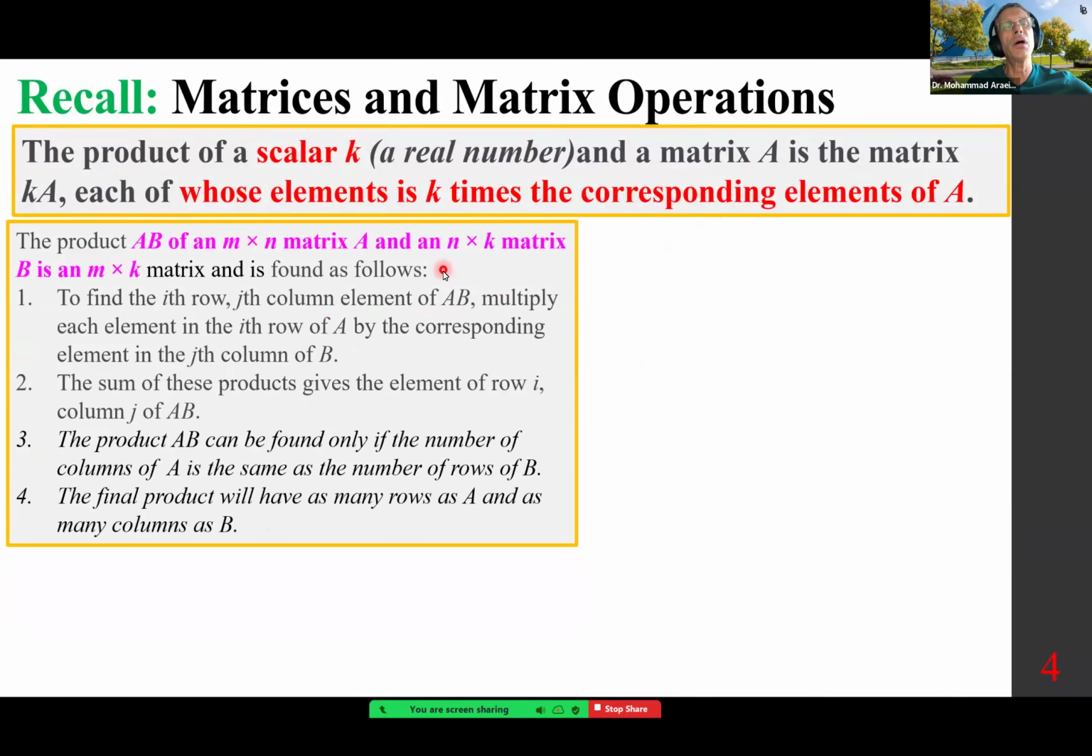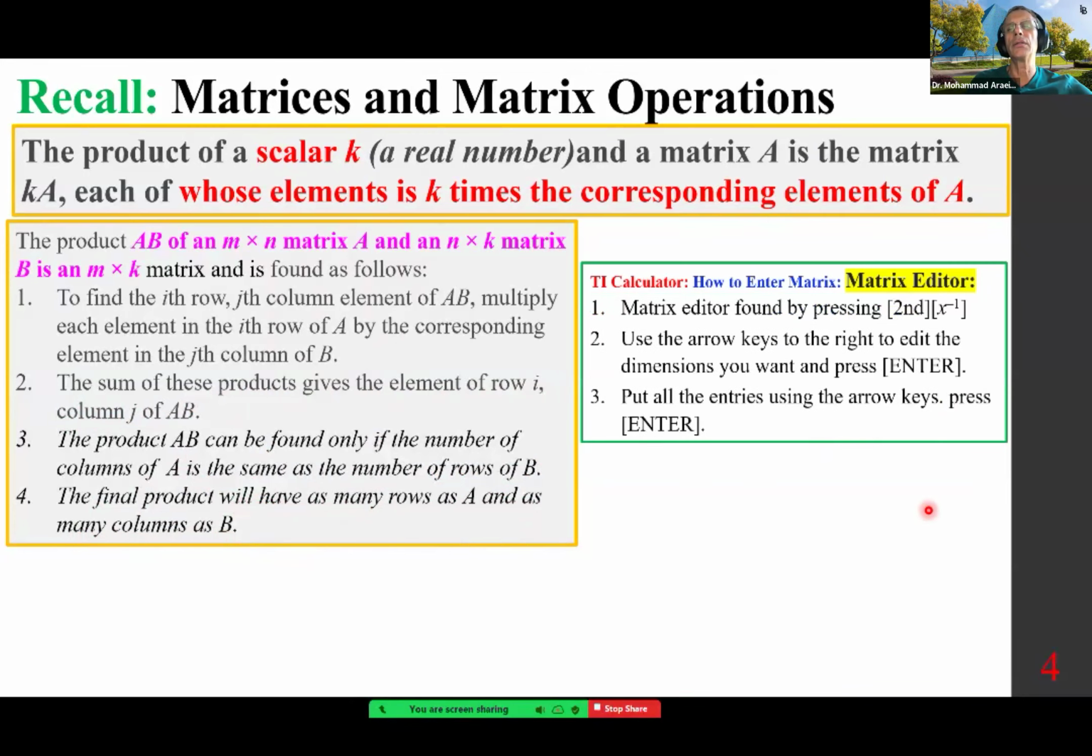The product AB of an m by n matrix A and an n by k matrix B is an m by k matrix and is found as follows. To find the ith row, jth column element of AB, multiply each element in the ith row of A by the corresponding element in the jth column of B. The sum of these products gives the element of row i, column j of AB. The product AB can be found only if the number of columns of A is the same as the number of rows of B. The final product will have as many rows as A and as many columns as B.